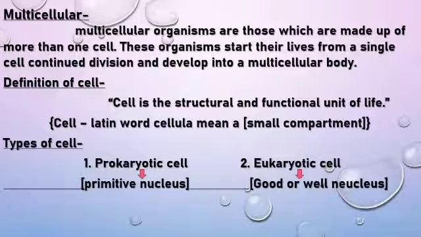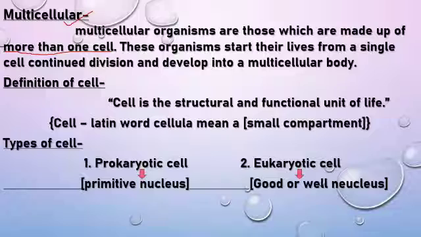Next, multicellular. Here we learn what is multicellular, and which type of animals or plants are called multicellular. Multicellular organisms are those which are made up of more than one cell. So an animal bearing more than one cell is called multicellular.